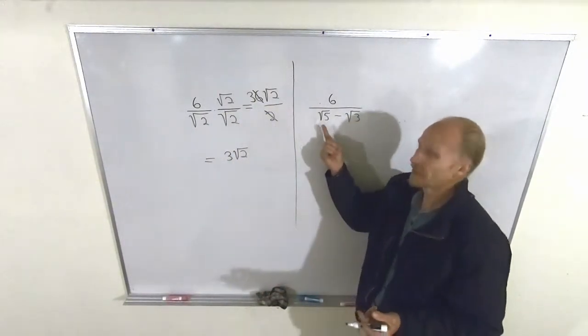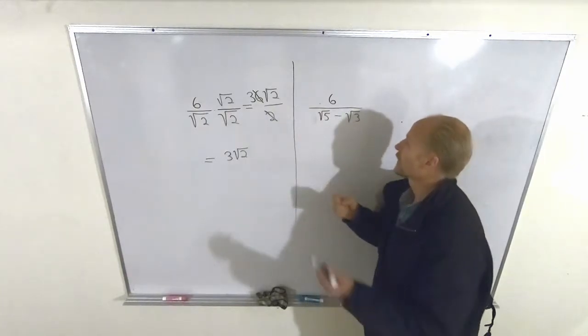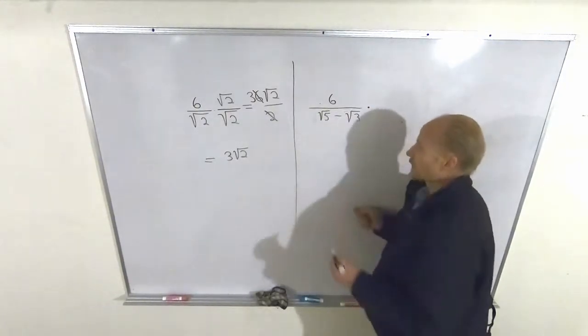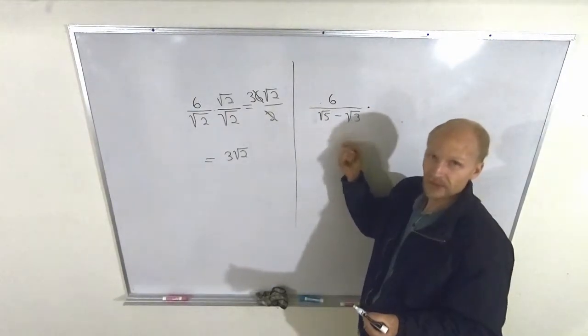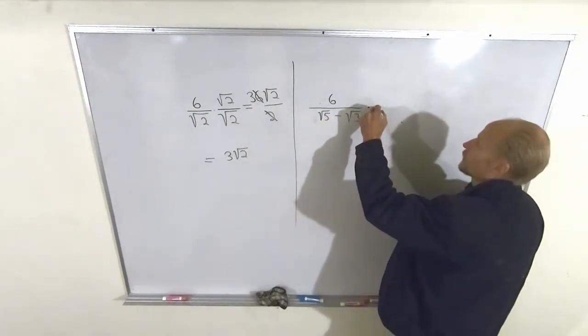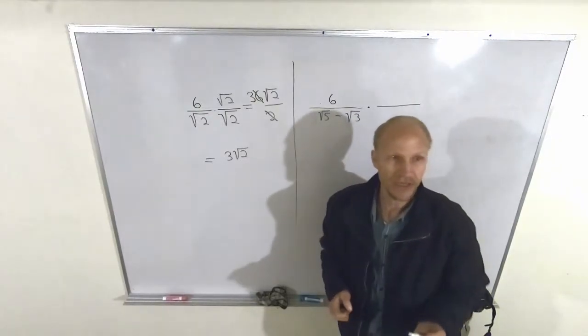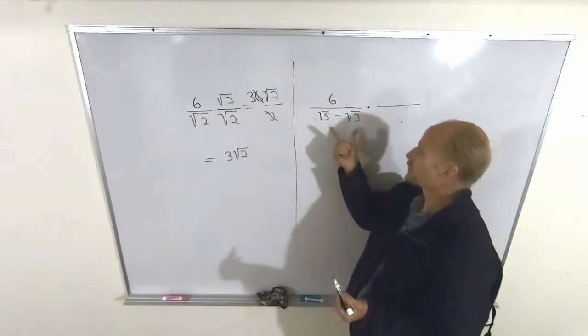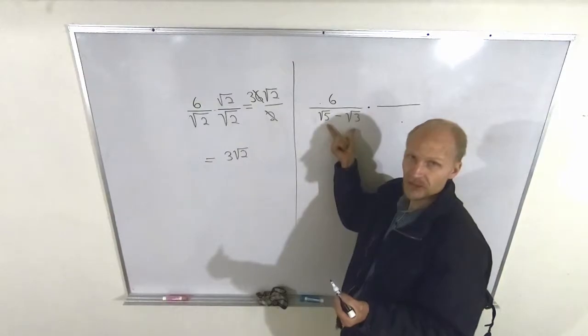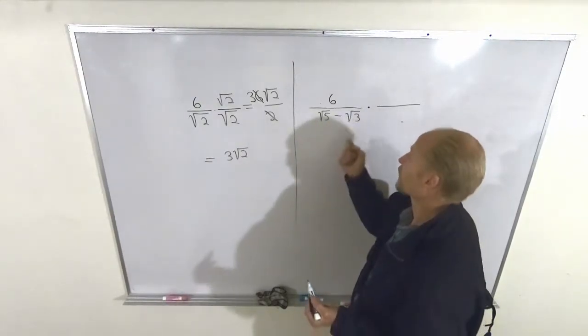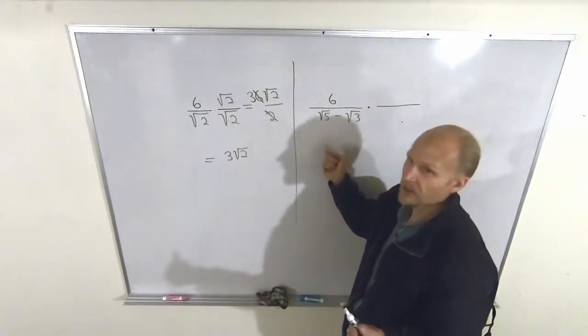Now, what if you have something more like this in the denominator? Okay? How do you get the roots out in this case? Well, we have a mathematical tool that we call the conjugate. Now, the conjugate is simply a repeat of what you see in the denominator, except it's got a plus sign in the middle. So let's go ahead and times by the conjugate.